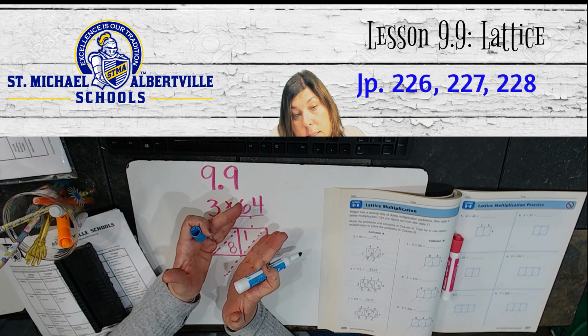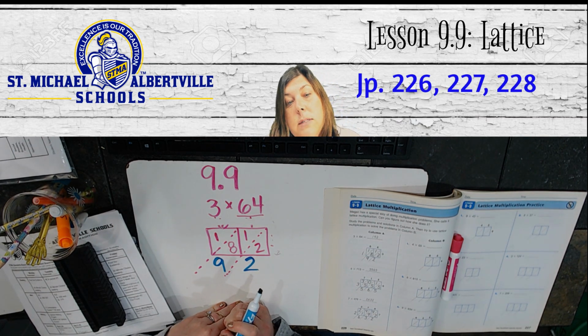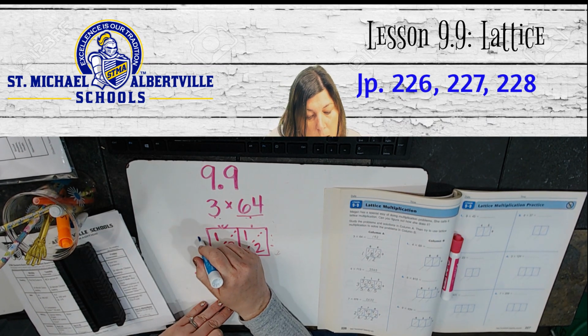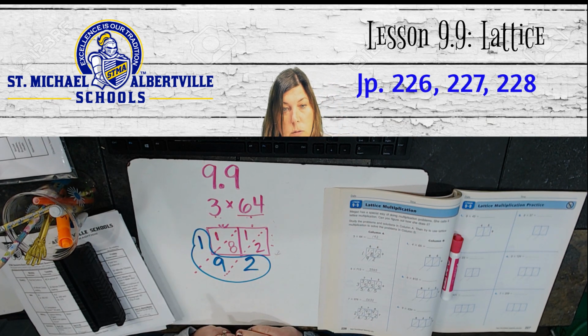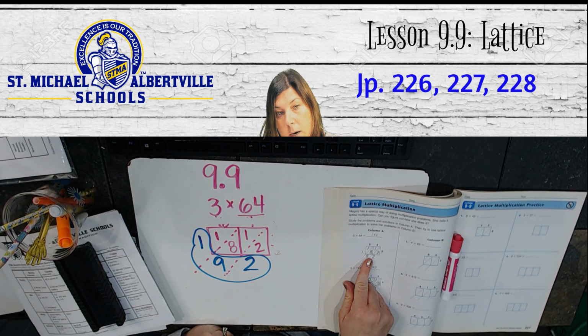1 plus 8 equals 9. So I put the 9 here. Now I go to the next diagonal road. 1 plus nothing equals 1. Here's my answer, 192. Do you see how I got that? That's the example they do here.